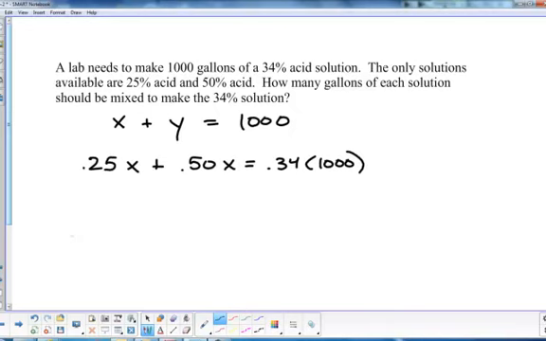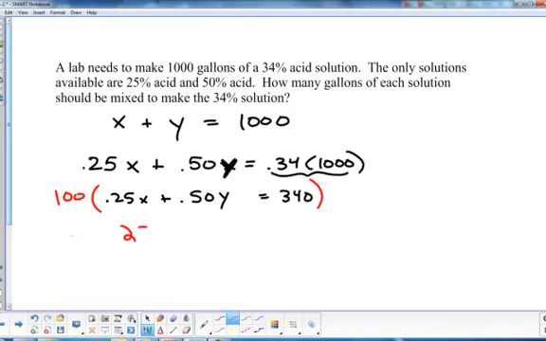1,000 gallons of that. So I'm going to simplify the second equation because there's a bunch of decimals. If I multiply this out, we get 340. And this should actually be a Y. And then we're going to multiply this whole thing by 100. So 25x plus 50y equals 34,000.